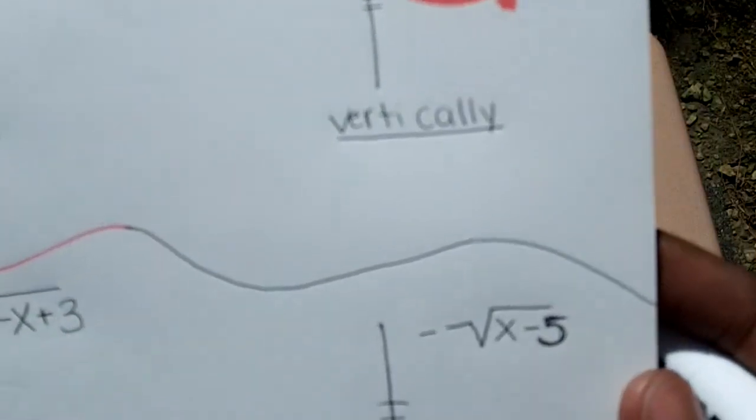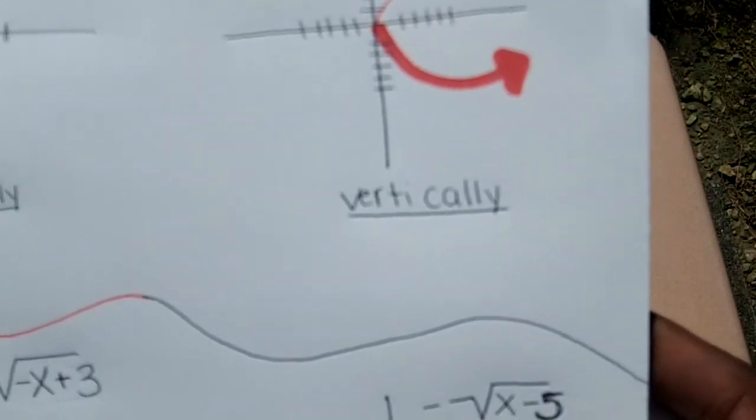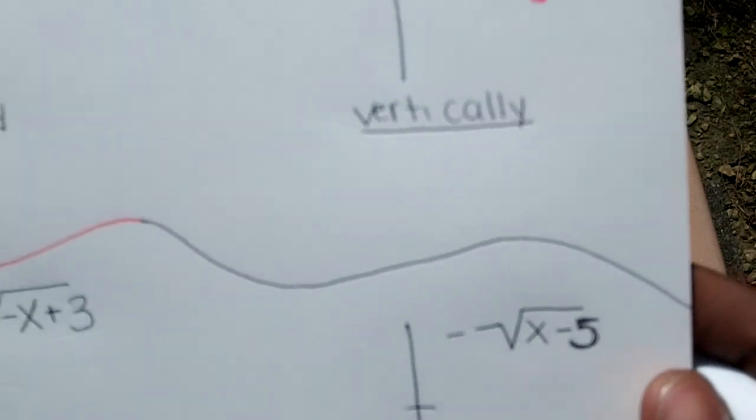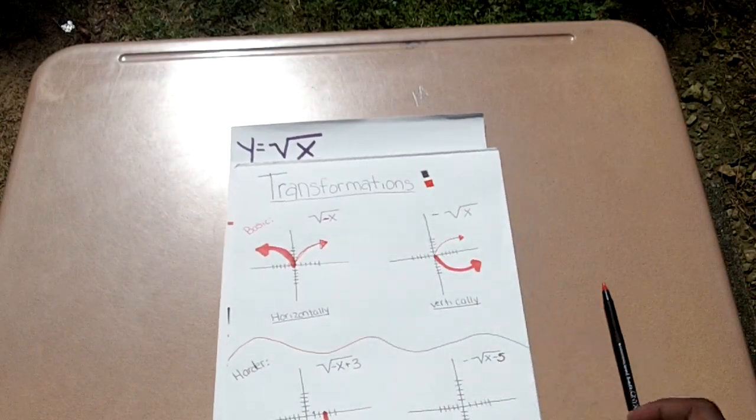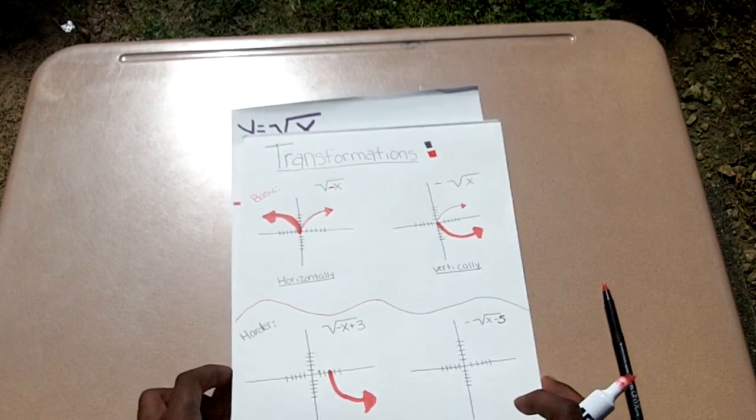For this one, negative square root of x minus 5. Once again, I'm taking 5 away from the x. So this function will look something like this.